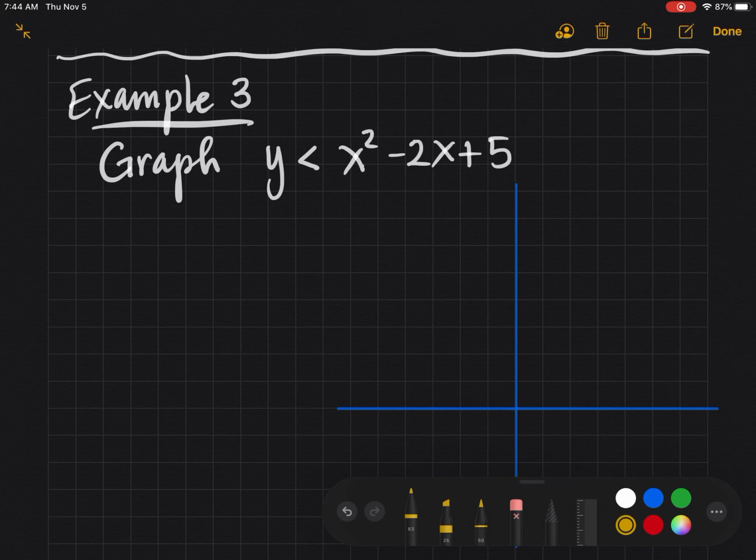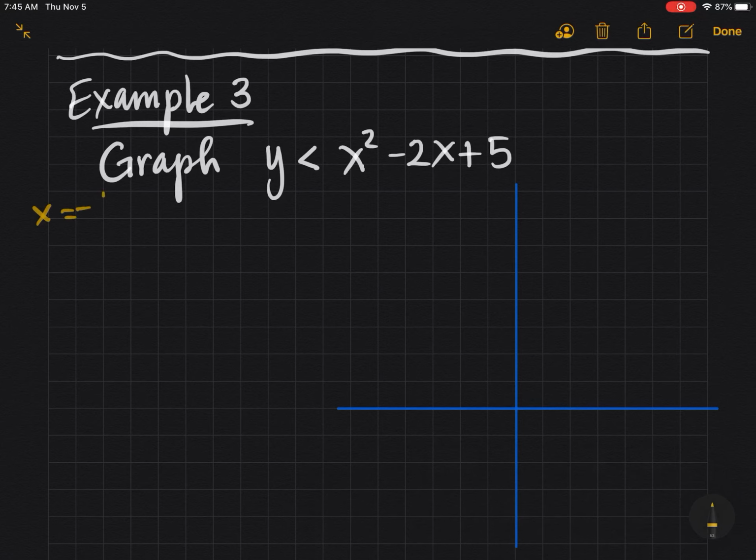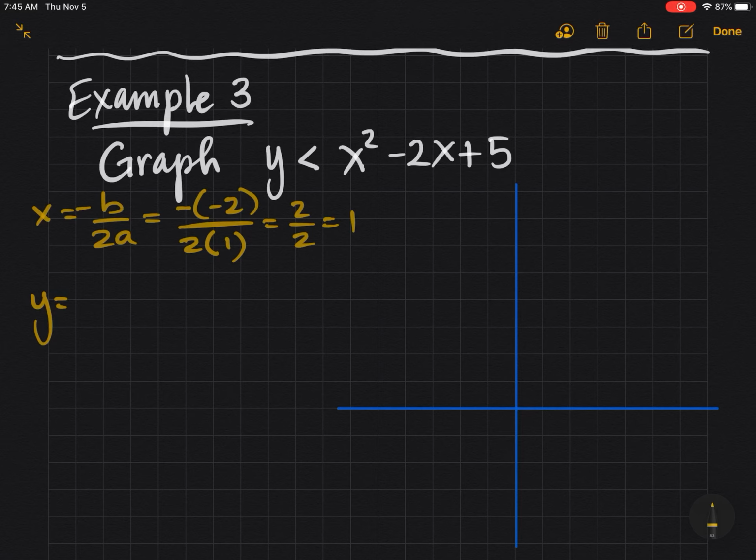Example 3. Let's graph this parabola. Well, the first thing we have to do is find the vertex. So I'm looking at x equals negative b over 2a. That's our axis of symmetry. And so we get 2 over 2 is 1. And now I can plug 1 in and see what the y coordinate is.